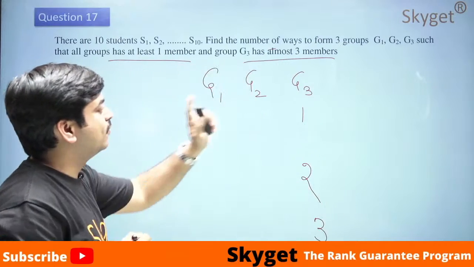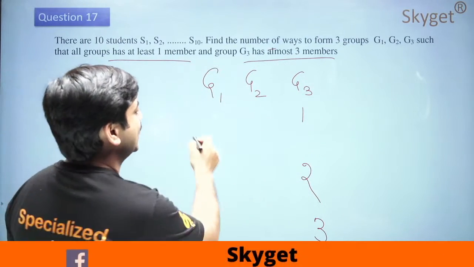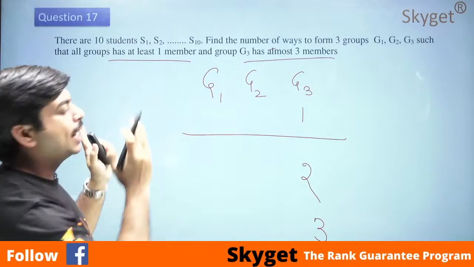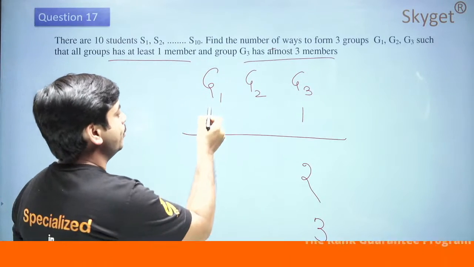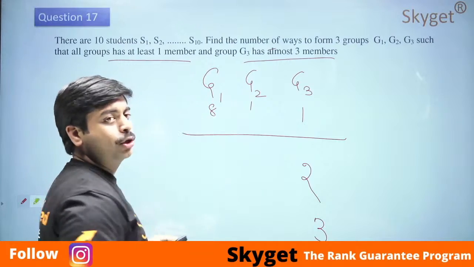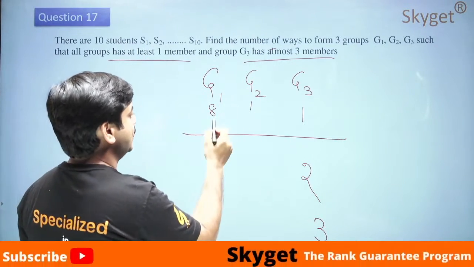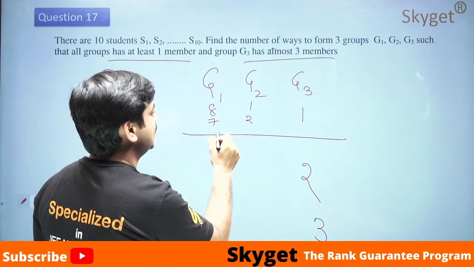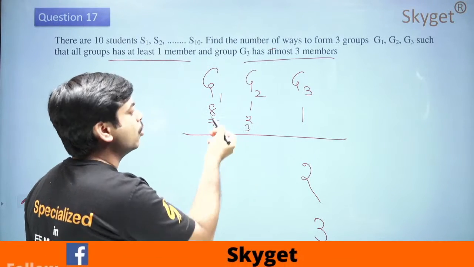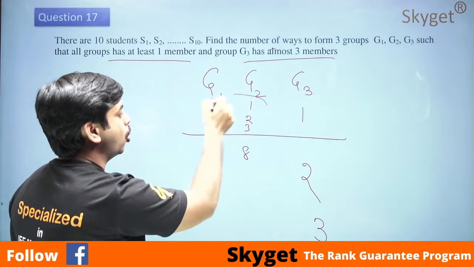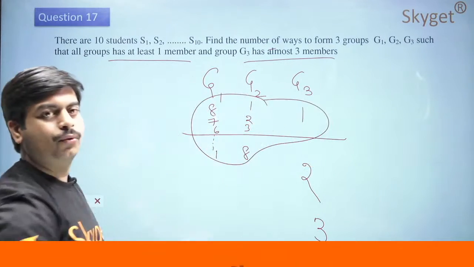Okay, so if G3 is 1, what are the cases we will get for G1 and G2? You have a total of 10 members. So you may get 8 members here, 1 member here, because he said that at least 1 should be there. You cannot get 9 and 0. 8, 1 is there, and 7, 2 is there, 6, 3 is there. So on, you'll be getting a lot of values till 1, 8. So all these cases will come with G3 equal to 1.